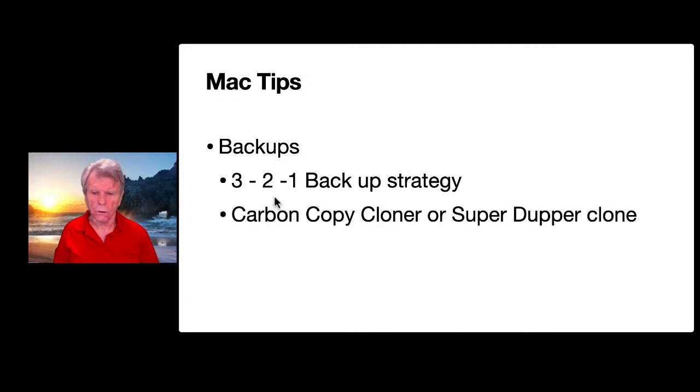One way to get that second backup is to use a program like Carbon Copy Cloner or SuperDuper, which will clone your entire hard drive, including your operating system. So if your Mac fails, you can boot directly from your second external drive, which has one of these 2 programs on it, and be back in business.